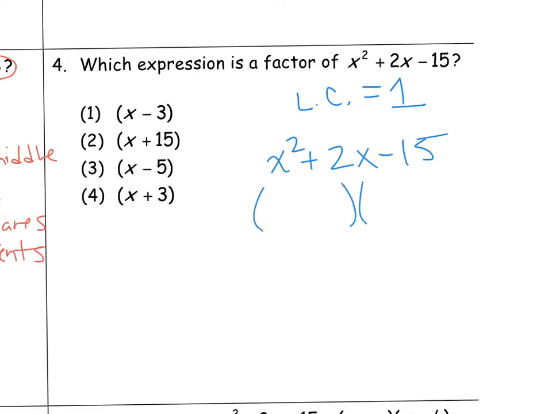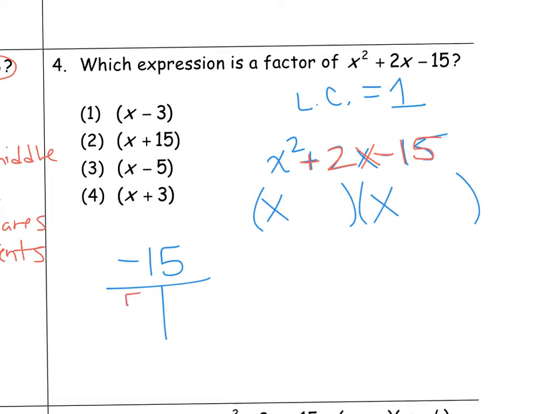We're going to create our double set of parentheses. The x comes out front. And now you need to think, what's going to multiply to negative 15, but adds to positive 2x? So let's think of some factors.